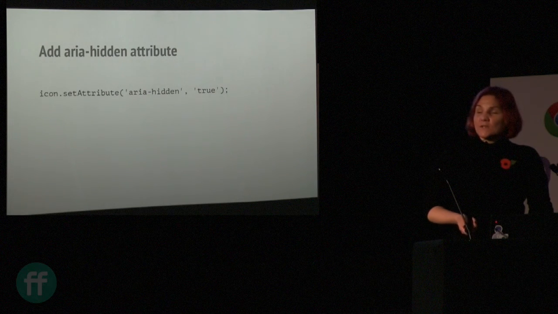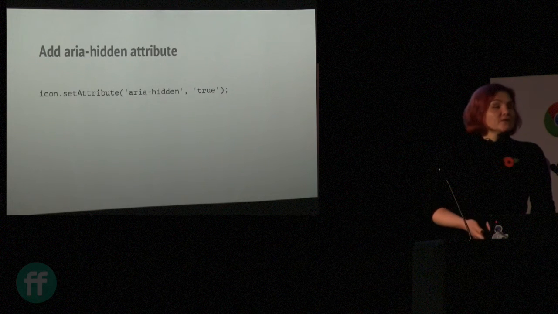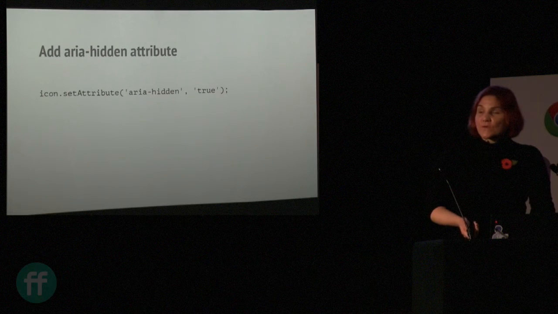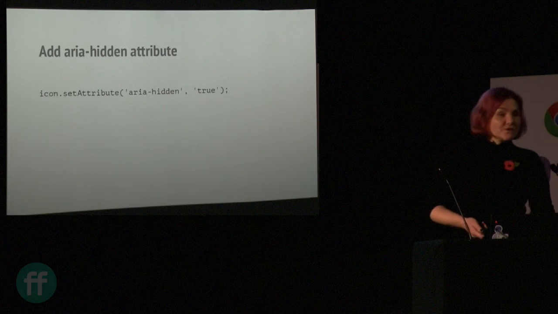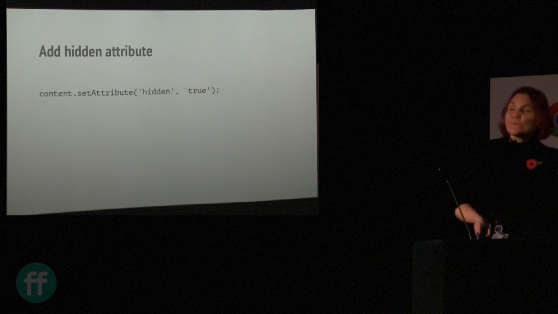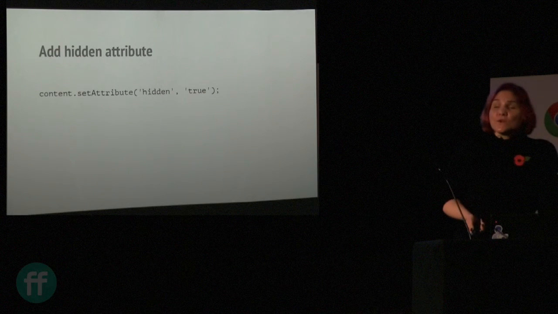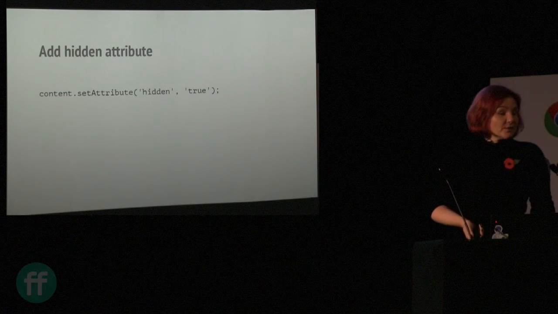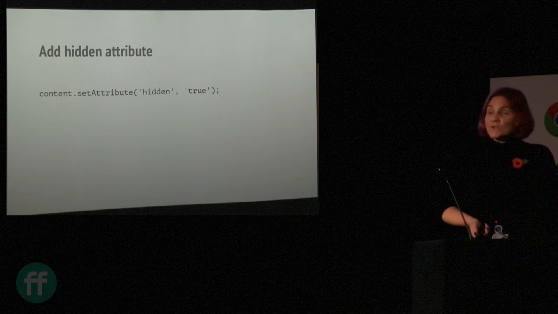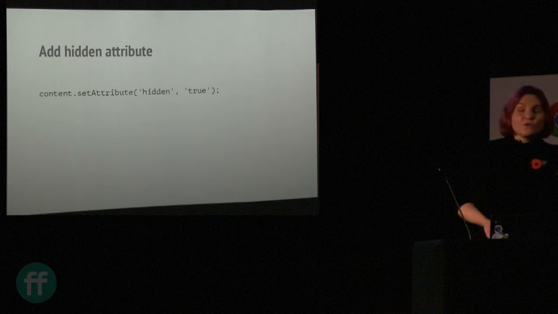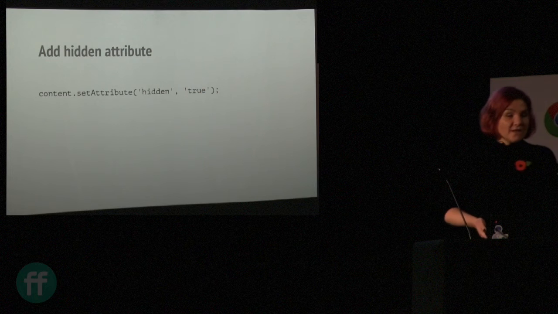ARIA hidden will leave it where it is in the DOM. It'll remain visual on the page, but it'll be taken out of the accessibility tree. So for a screen reader user, that little icon will just cease to exist. And then lastly, we're just going to use the hidden attribute, plain old HTML, to hide the disclosed content when the widget is shut down.